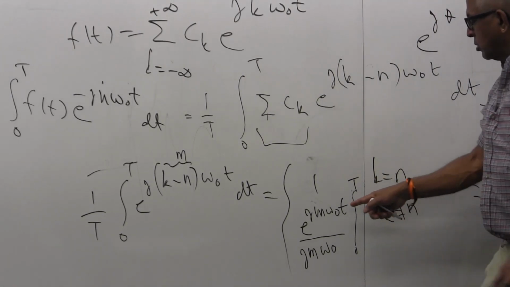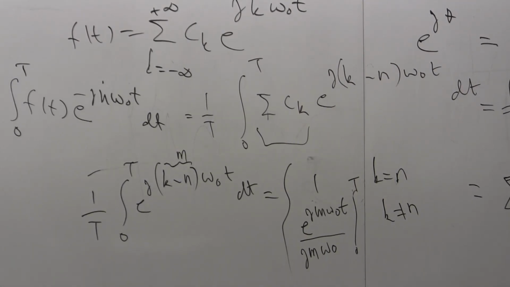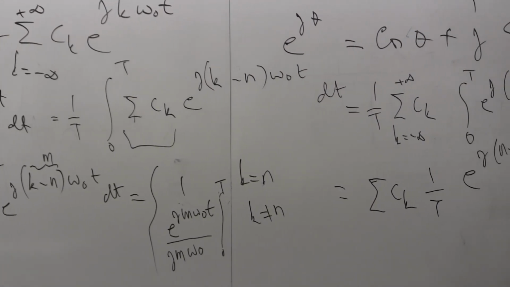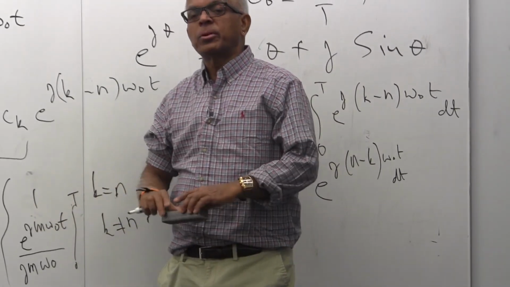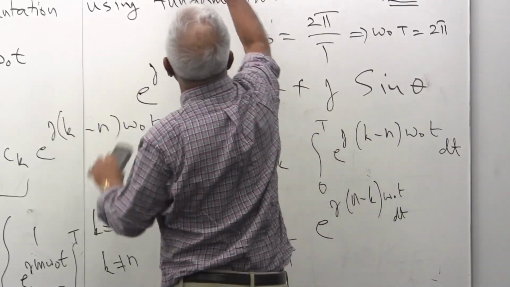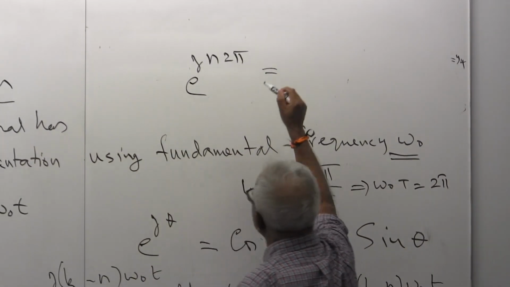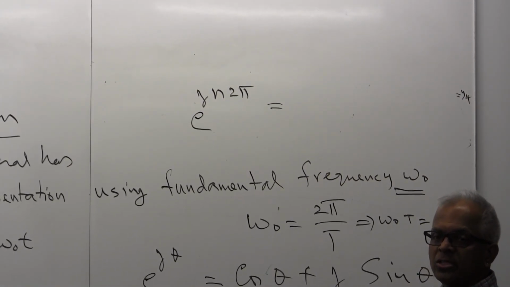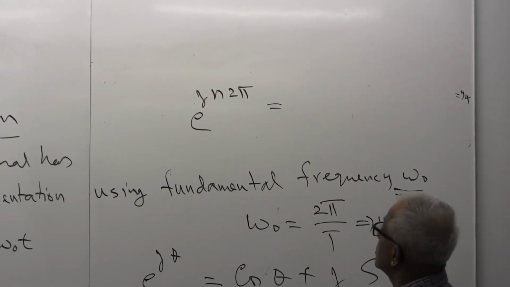When you substitute the top value, what do you get? Omega naught multiplied by capital T, which is 2 pi. So the top limit will be e to the power of some multiple of 2 pi. How much is that? 1. A few things you need to be clear on. That is cos 2n pi plus j sine 2n pi. Cos 2n pi is how much? 1. So this is always 1.